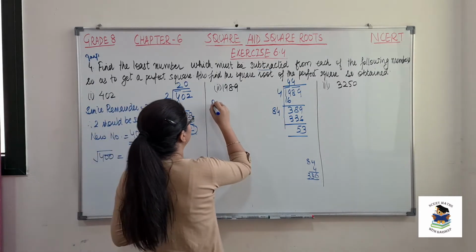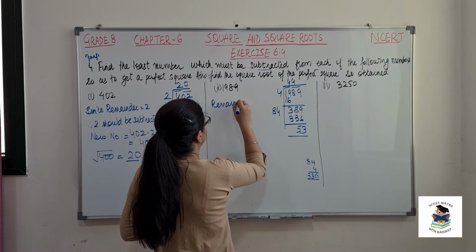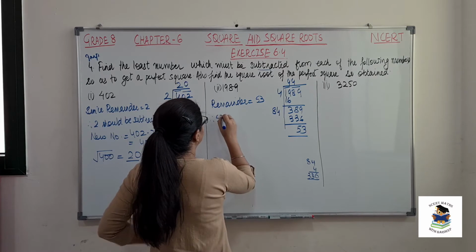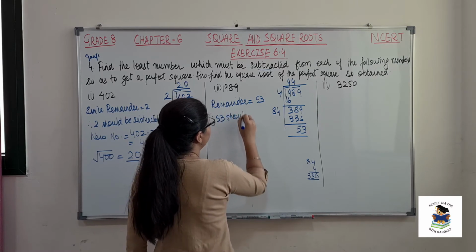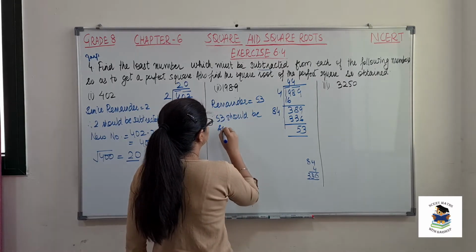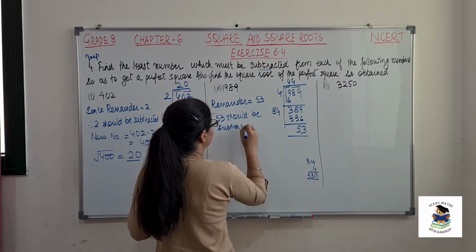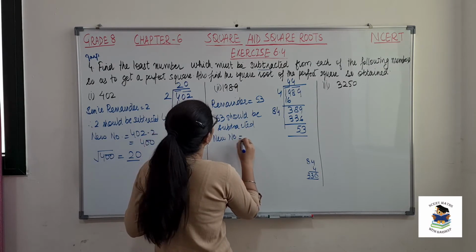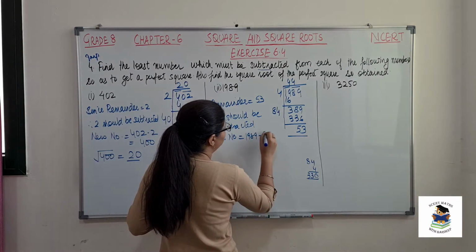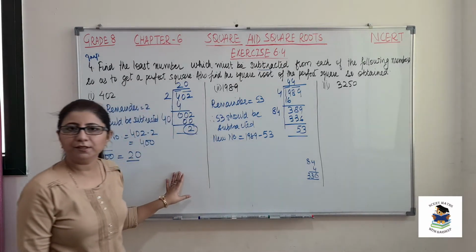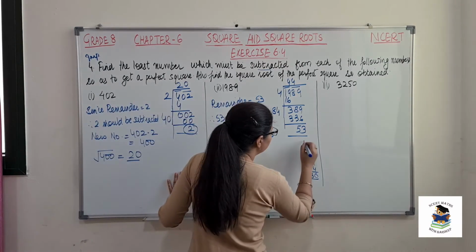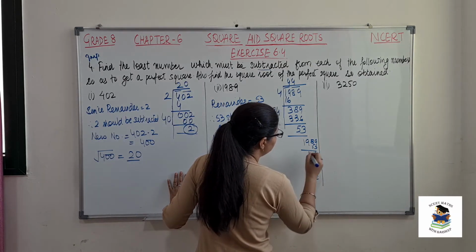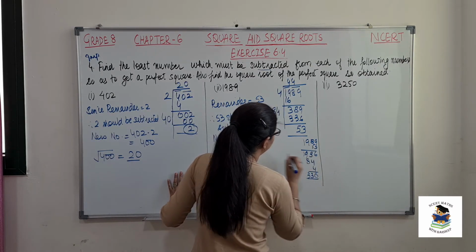So we will write remainder is equal to 53. Therefore 53 should be subtracted. Then what is the new number? So this should be 1989 minus 53. Okay. So let's calculate. So 1989 minus 53. So 9 minus 3 is 6. So 1936.